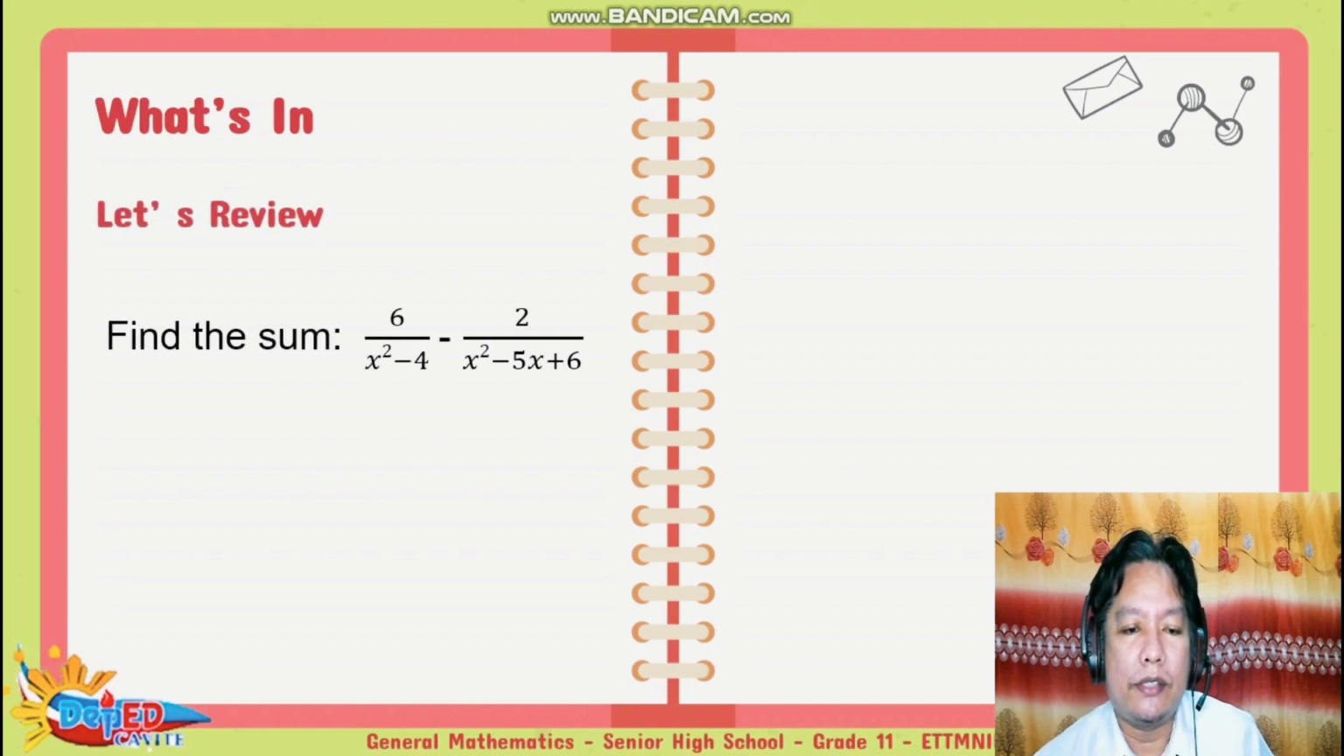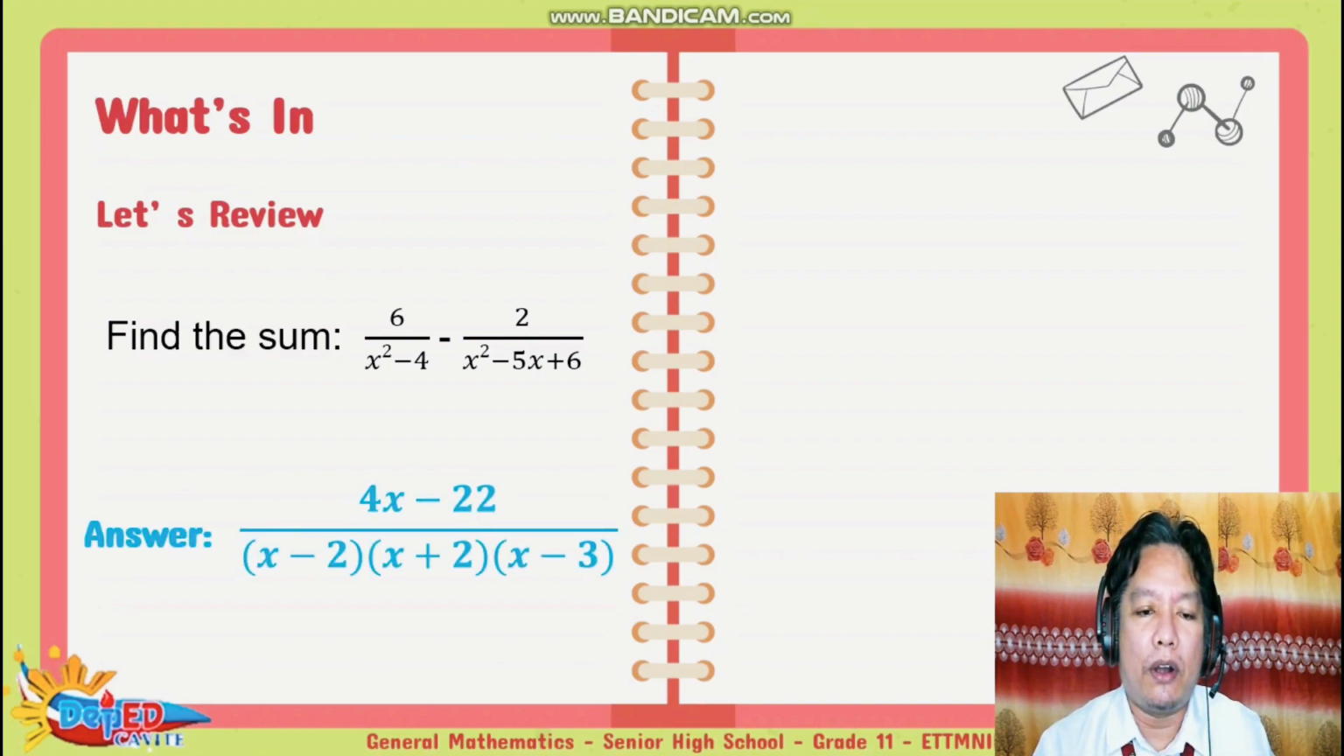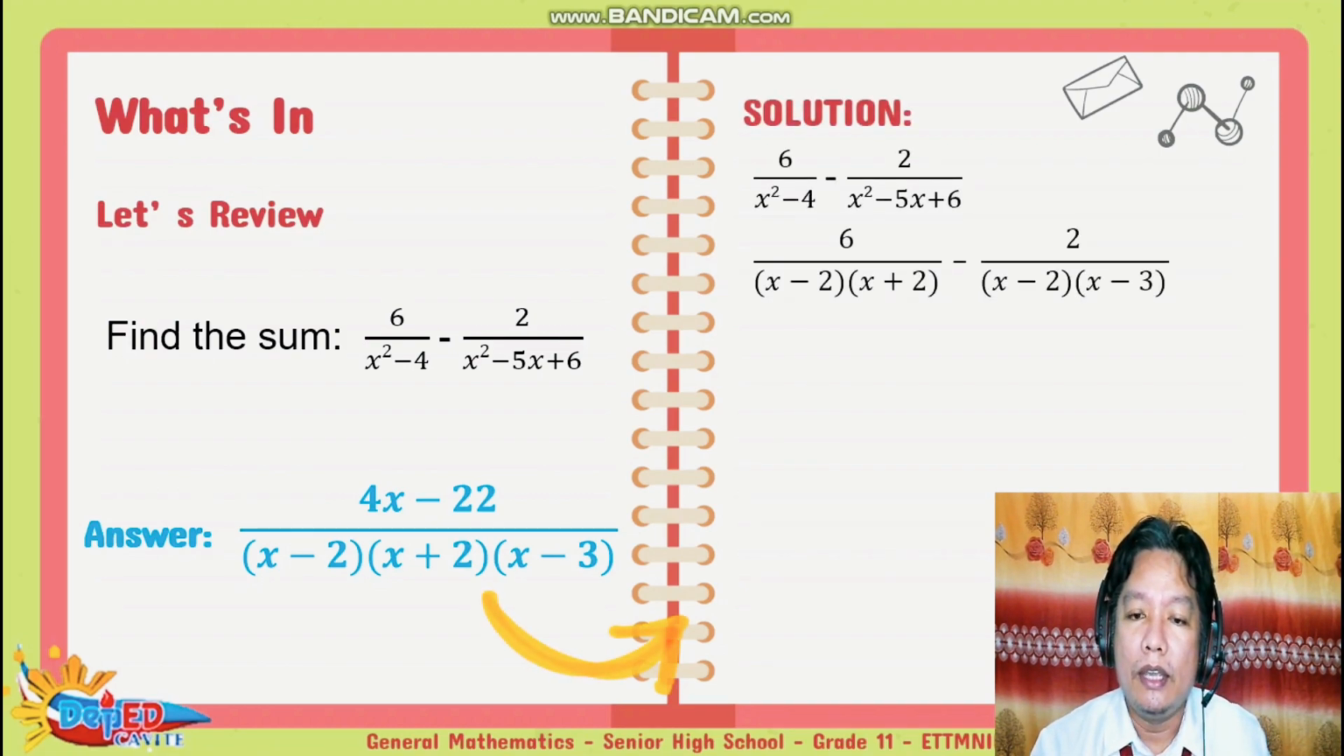Find the sum of 6 over x squared minus 4 minus 2 all over x squared minus 5x plus 6. The answer is 4x minus 22 over x minus 2, x plus 2, and x minus 3. The solution. The first denominator is x squared minus 4. The factors are x minus 2 and x plus 2. The second denominator is x squared minus 5x plus 6. The factors are x minus 2 and x minus 3.